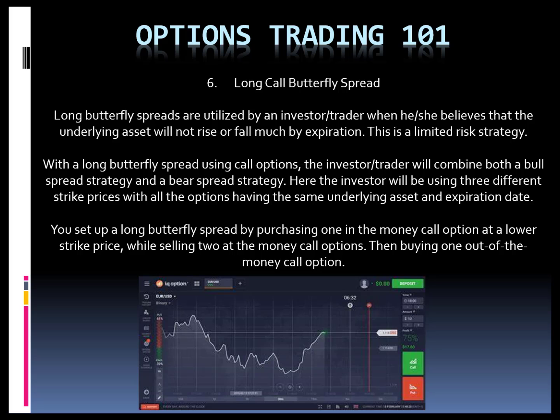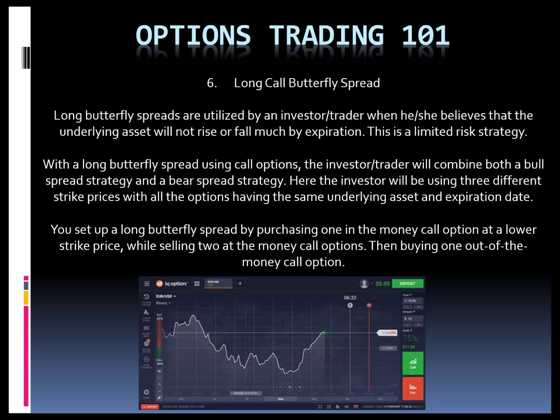Then we have a long call butterfly spread. A long butterfly spread is utilized by an investor when she or he believes that the underlying asset will not rise or fall much by expiration. This is a limited risk strategy. With a long butterfly, we use call options, and the investor will combine both a bull spread strategy and a bear spread strategy. Here, the investor will be using 3 different strike prices, with all the options having the same underlying asset and expiration date.